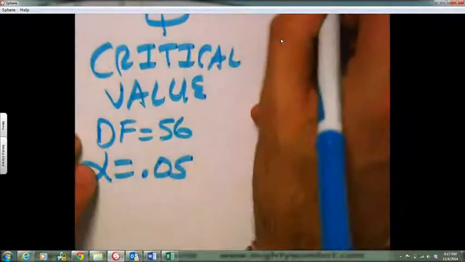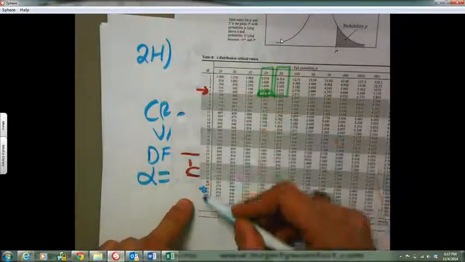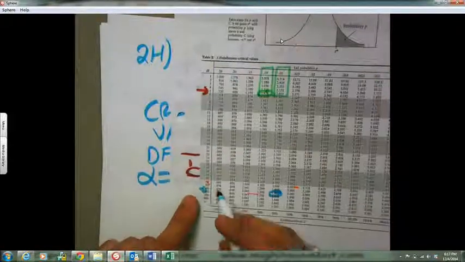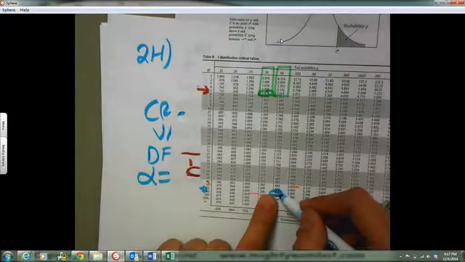So how do we do that again? We said degrees of freedom were 56. 56 is not on here. This is the degrees of freedom side, so I went to 60. Significance level was 0.05. That's where they overlapped: 1.671.